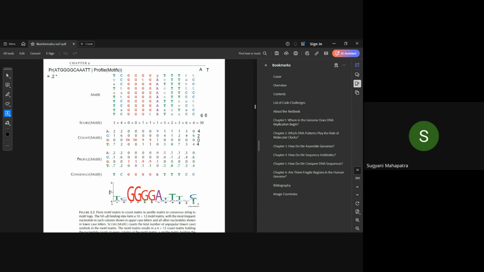Think about the running time complexity and the space complexity of counting these quantities, of score and count motives, profile motives, all of these. Suppose you are writing a code for this. Suppose you write an algorithm to compute the score of motives, a count of motives. What will be the running time and the space required? What will be the time complexity of your program? What will be the space complexity of these?